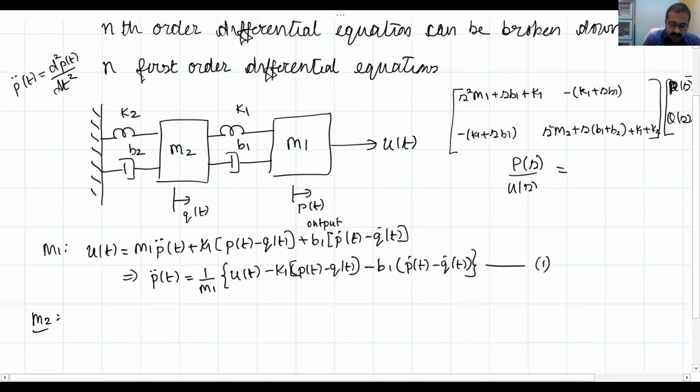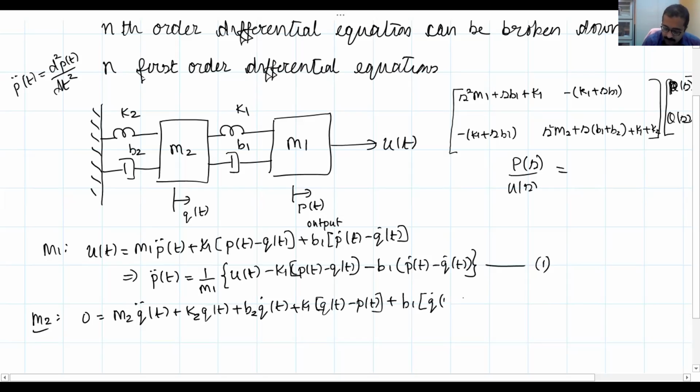Now, coming to mass M2. For mass M2, we don't have any external applied force, so 0 equals M2 Q double dot t plus K2 Q of t plus B2 Q dot t plus K1 into Q of t minus P of t plus B1 into Q dot t minus P dot t. If I am taking the Q double dot t term to the left side, what will I get? I will get 1 by M2 into what?